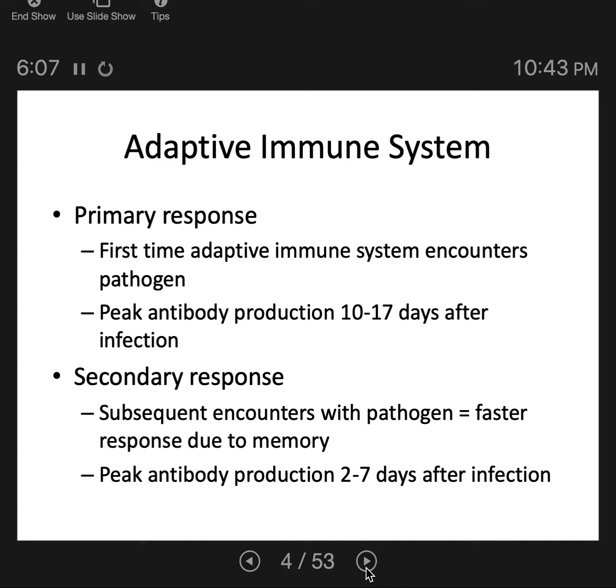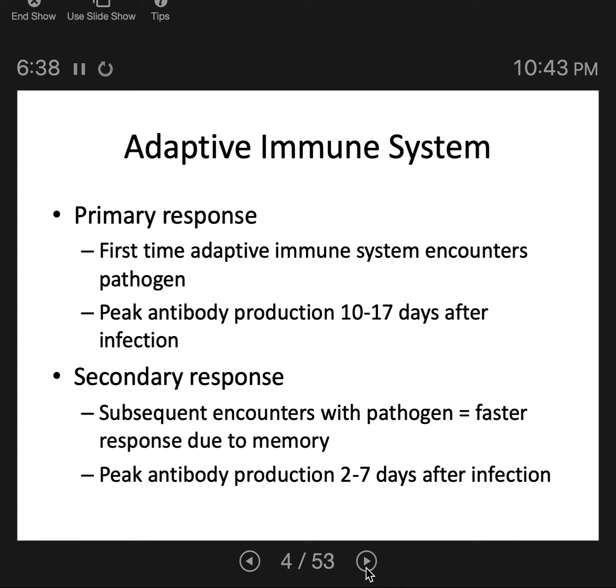Your secondary response refers to any subsequent encounter with the same pathogen. During your primary response, your adaptive immune system is generating immunity to protect you against future infections from that pathogen. So anytime that pathogen enters your body in the future, you then have a secondary response to it. It's a much faster response due to the chemical memory that your adaptive immune system generated during the primary response.